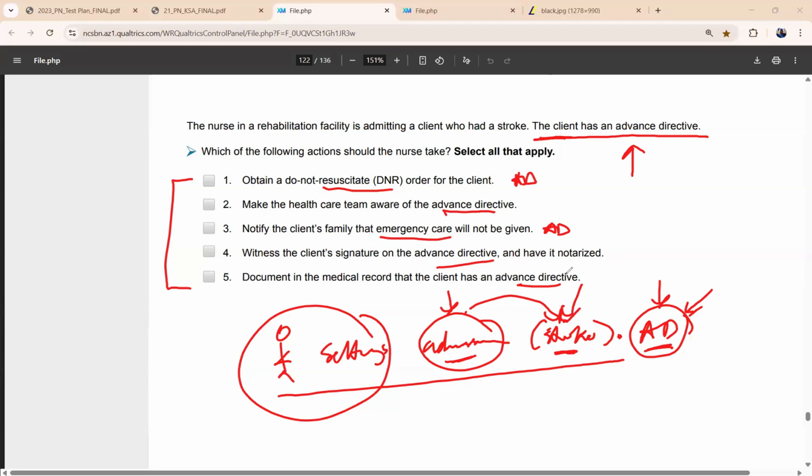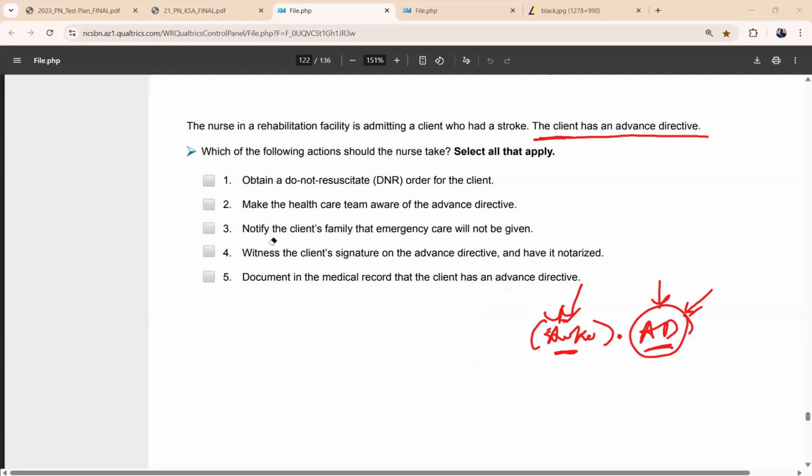So now bring back everything you know about advance directive. But let's start by understanding what the question is saying. Which of the following actions should the nurse take? So we are looking for the action the nurse should take related to a client who has an advance directive. The three answers that come to mind are: communicate, document, and advocate for the advance directive. So I'm going to ask myself, do we have advocating right here?